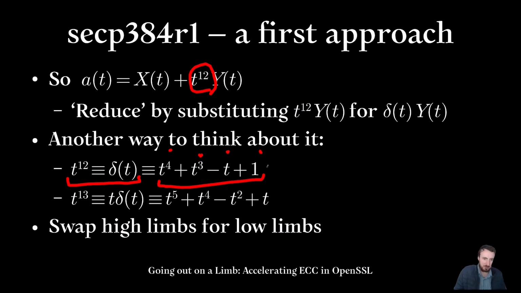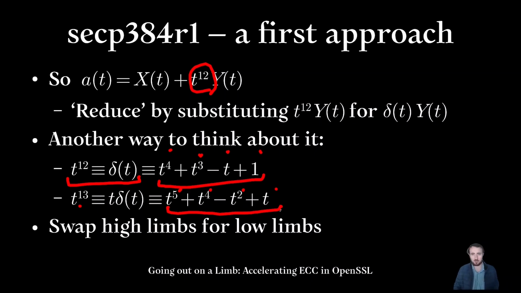And so if we multiply this whole equation by t, then equivalence modulo p holds. We now have a substitution rule for t to the power 13. And it's nonetheless in terms of a smaller polynomial. Again, we take limb 13 and we add a copy of it into t to the 5th, we add a copy of it into t to the 4th, we subtract a copy into t squared, we add a copy into t.